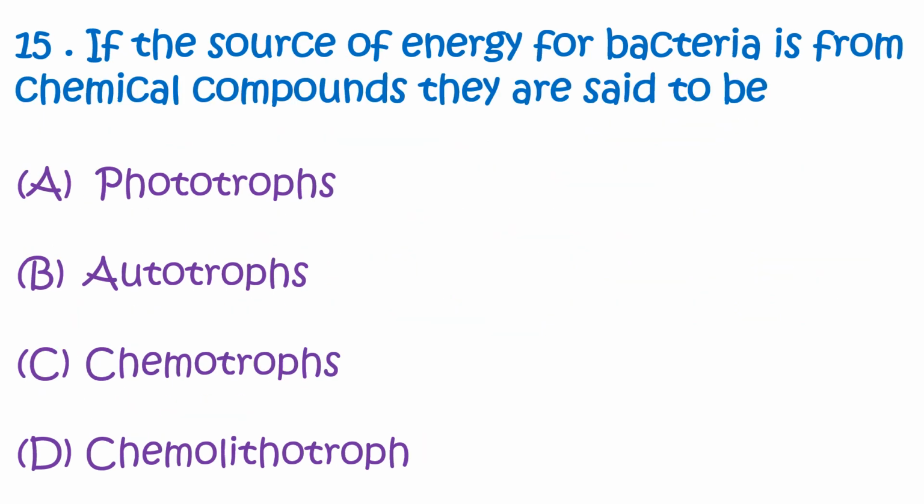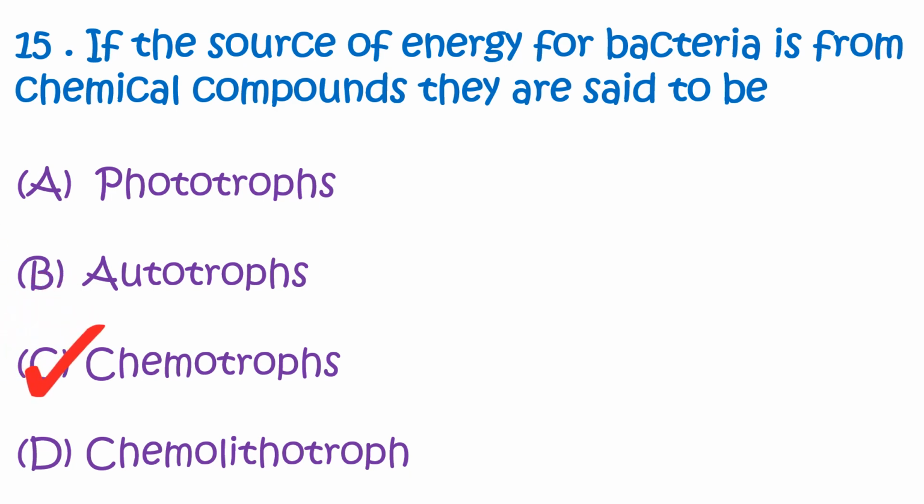Question number 15. If the source of energy for bacteria is from chemical compounds, they are said to be: option A, phototropes; option B, autotrophs; option C, chemotropes; and option D, chemolithotropes. And the correct option is option C, chemotropes.